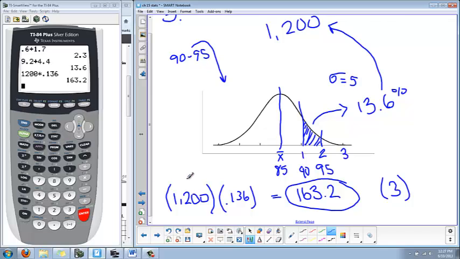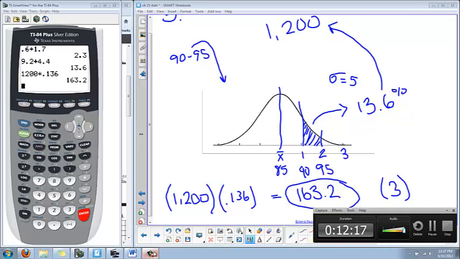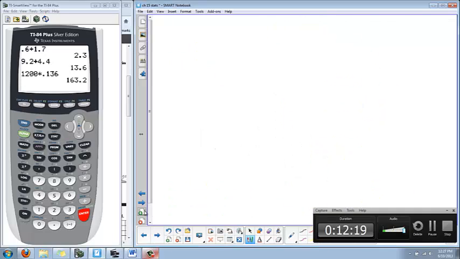Okay? Sometimes your answer, they just want a percent. Sometimes they want an actual number. So you need to be careful about which one they're asking for, okay? Let's do number 4. And then you, I think, could try the rest of the questions by yourself.